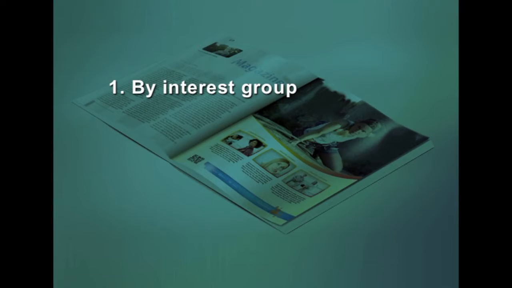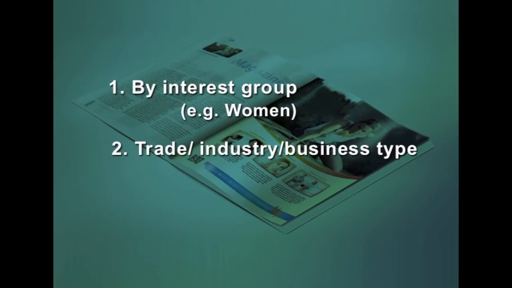One is by interest group, example women, and two, trade or industry or business types, example hospitality. If an advertiser feels his or her products need to be displayed in color, then glossy advertisements in a magazine can be ideal, although they are generally more expensive than newspaper advertisements. Magazines have a benefit over newspapers to reach maximum number of customers, as they are not circulated in only one town or city, but in many.